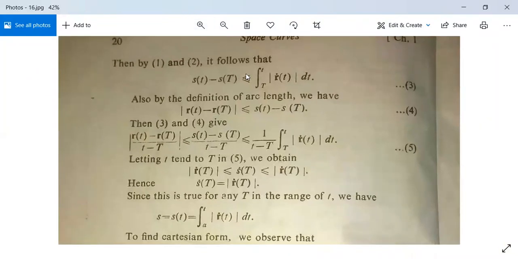Then by (1) and (2) it follows that s(t) minus s(T) is less than or equal to integration from capital T to small t of mod r dot t dt. And by the definition of arc length we have modulus r(t) minus r(T) is less than or equal to s(t) minus s(T). Then from (3) and (4) we get mod r(t) minus r(T) by t minus T is less than or equal to s(t) minus s(T) divided by t minus T, and it is less than or equal to 1 upon t minus T integration from capital T to small t of mod r dot t dt.